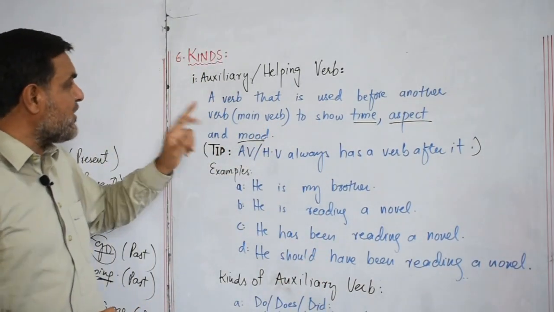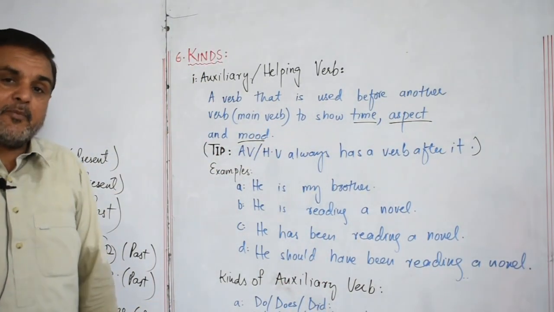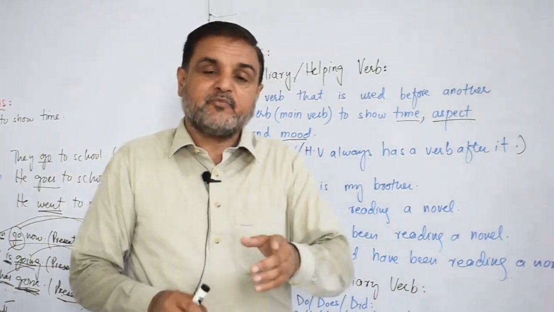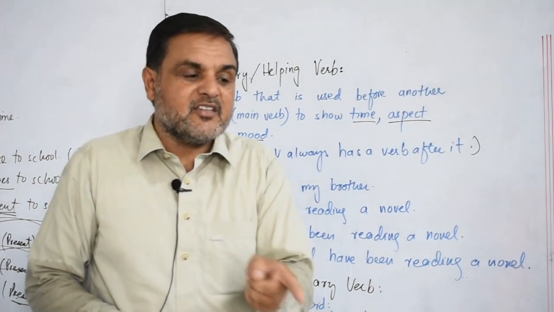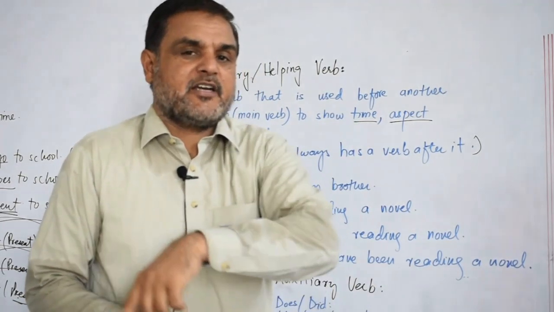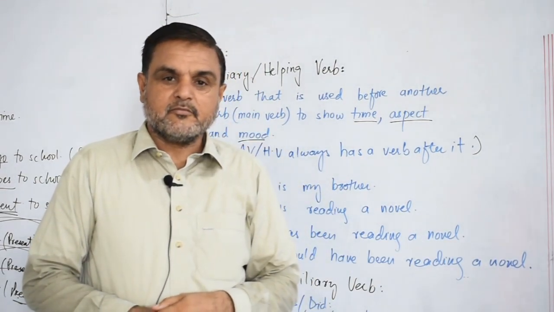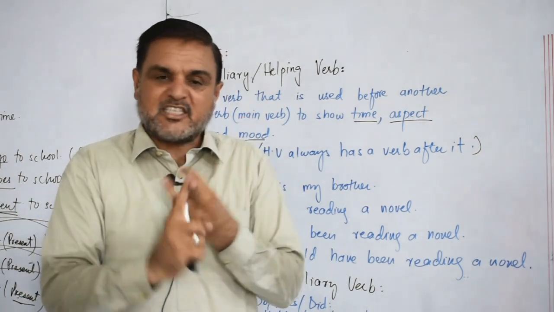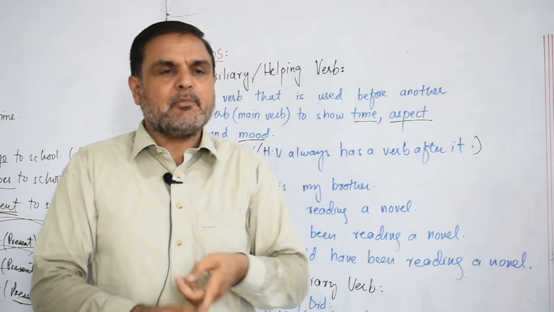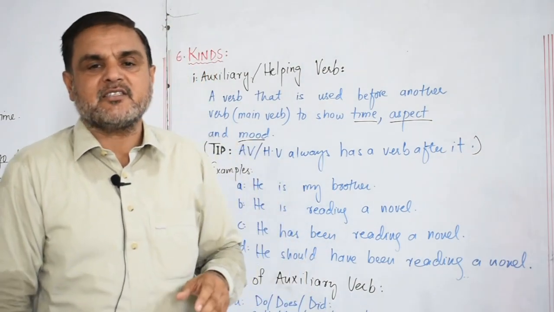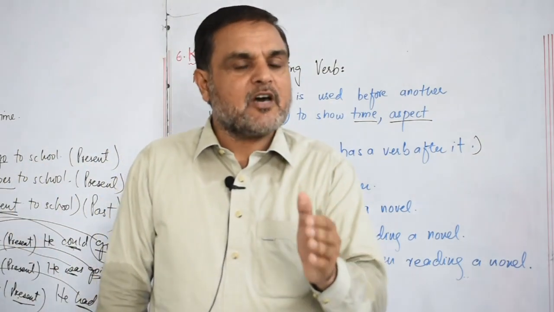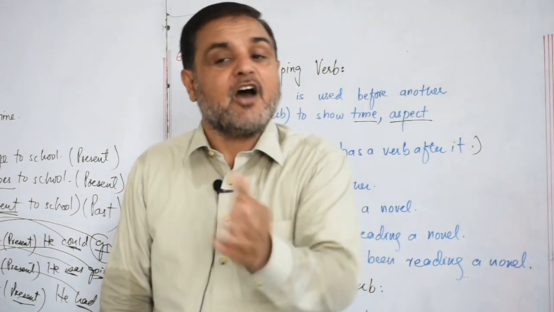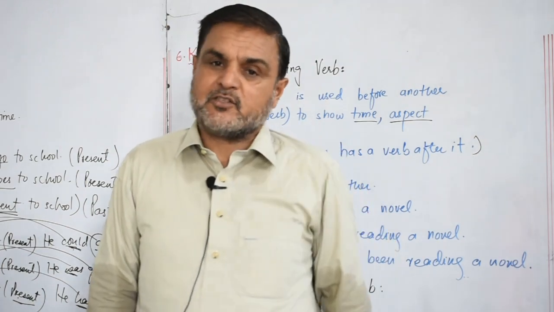So, what is the first kind of verb? Auxiliary verb. And I've just told you, auxiliary verb is a kind of verb that has a verb after it. And it performs three functions: shows time, aspect, and mood. But the thing that you need to keep in mind is that auxiliary verb always has a verb after it. If a verb does not have a verb after it, you can never call it as auxiliary verb.